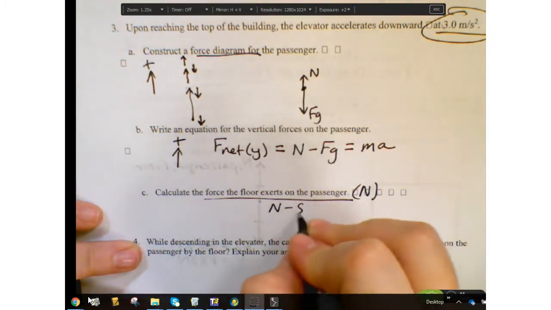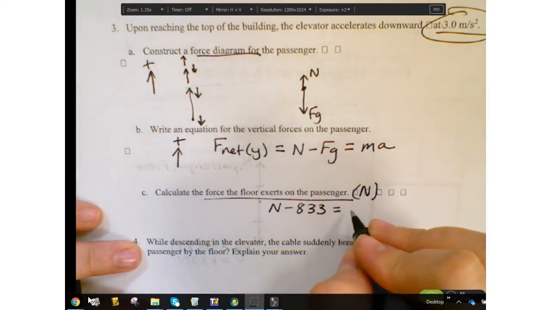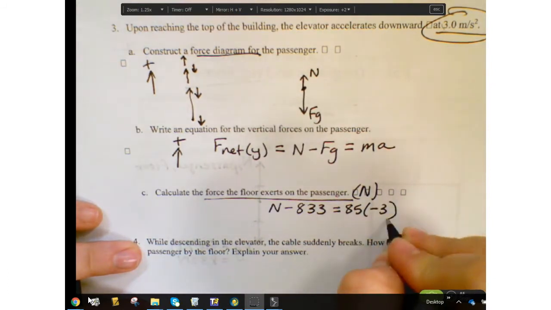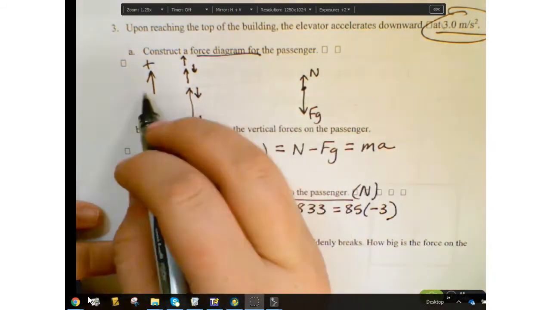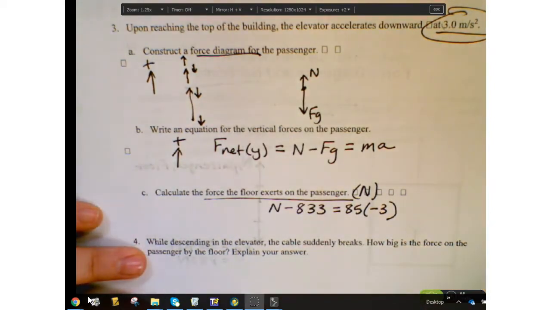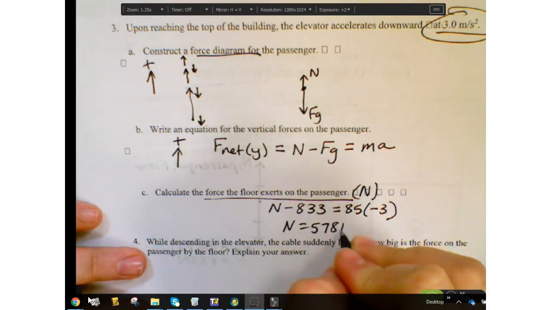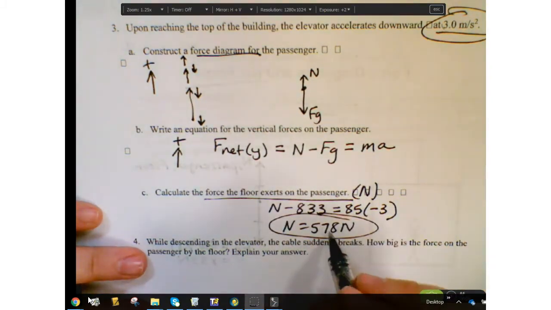So N minus 833, we're still talking about the same person, equals 85 times a negative 3 now, because my acceleration needs to be negative based on my sign convention. So I'm going to do 85 times negative 3 plus 833, and I get a normal force of 578. Just a simple check: this needs to be less than my force of gravity of 833, so that makes sense.